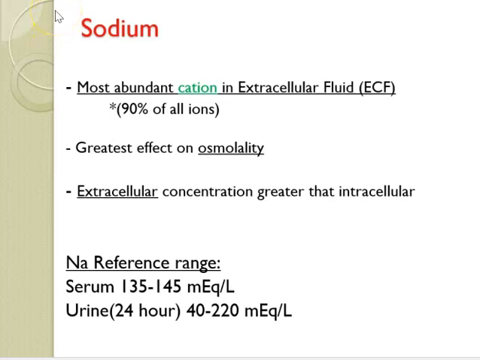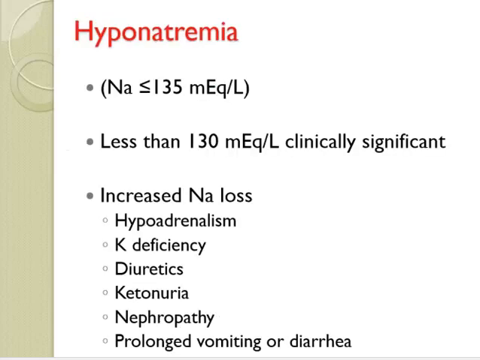The reference range for sodium is 135 to 145 milliequivalents per liter. For a 24-hour urine, it's 40 to 220 milliequivalents per liter. Hyponatremia is where a patient has less than the normal range for sodium. So this would be less than 135 milliequivalents per liter for sodium. It's considered clinically significant if a patient has less than 130 milliequivalents per liter.